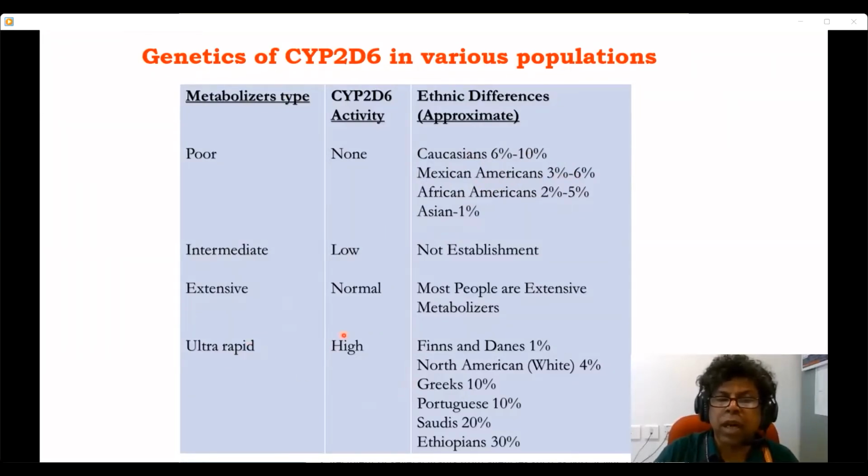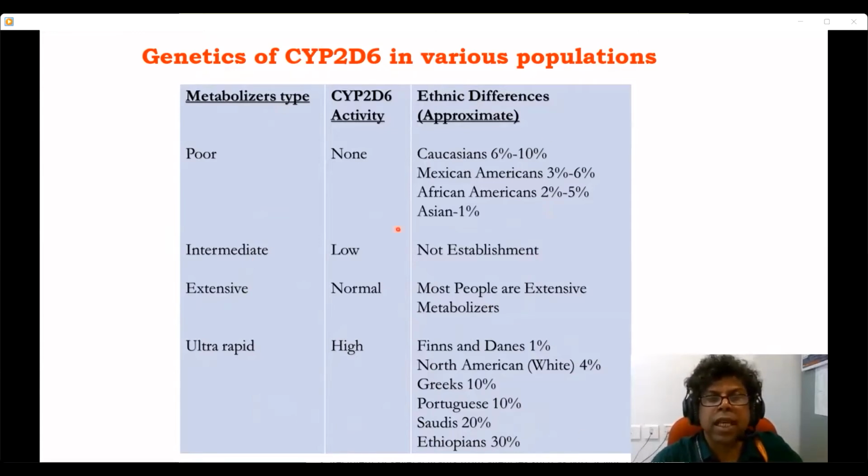And in the case of ultra rapid or high enzyme activity, in this case for the CYP2D6, it is most interesting to see that Ethiopians have 30% of this particular genotype and phenotype. Saudis 20%, Portuguese 10%. So what is interesting? This chart shows that the genotyping of these enzymes is important because of what kind of metabolism they have, what kind of toxicity and therapeutic effect we have.